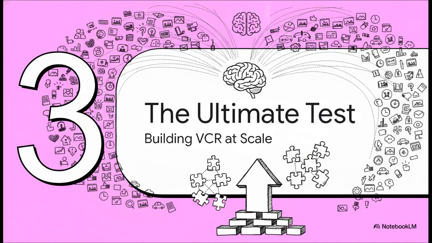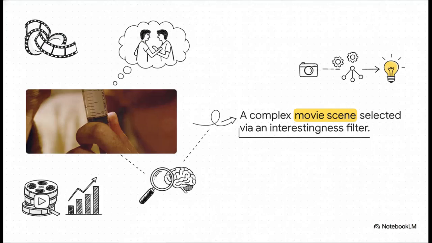Which brings us to Section 3, Creating the Ultimate Test. Building a massive dataset to test common sense is no small feat. It required thousands of highly specific, thought-provoking images, and rather than using boring, static stock photos, the team extracted 110,000 unique movie scenes. They used an interestingness filter to capture really complicated human moments. Think about it, a static stock photo of an apple on a desk doesn't require any deep reasoning.